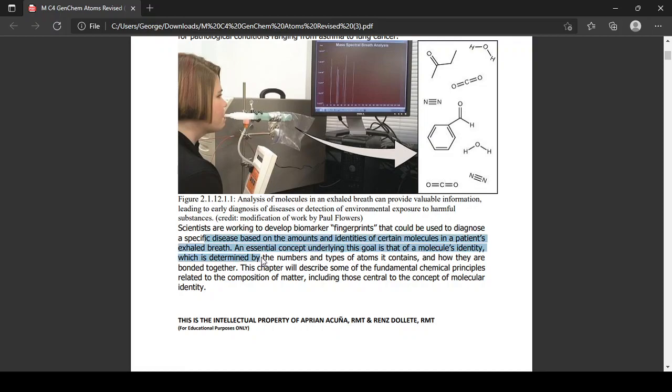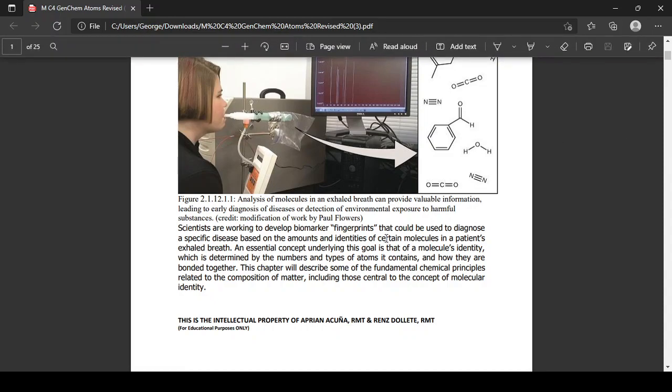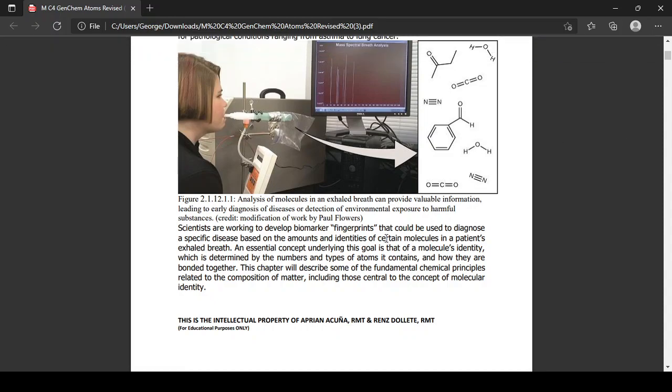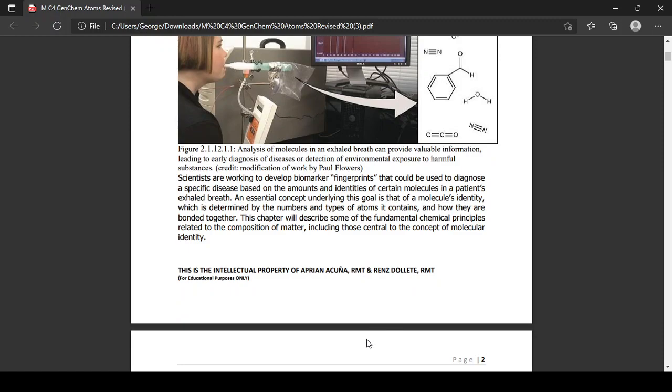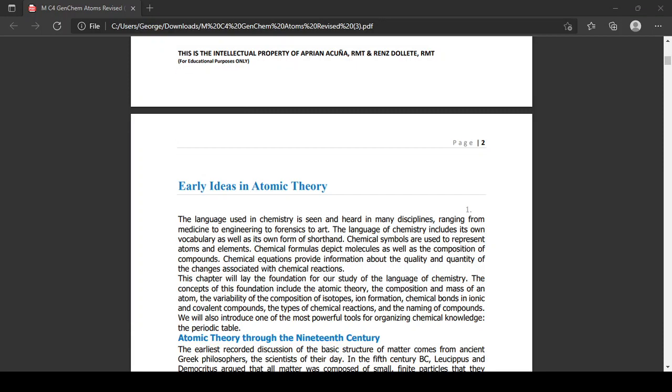An essential concept underlying this goal is that a molecule's identity is determined by the number and types of atoms it contains and how they are bonded together. In this chapter, kids, we will be describing some of the fundamental chemical principles related to the composition of matter, including those central to the concept of molecular identity.